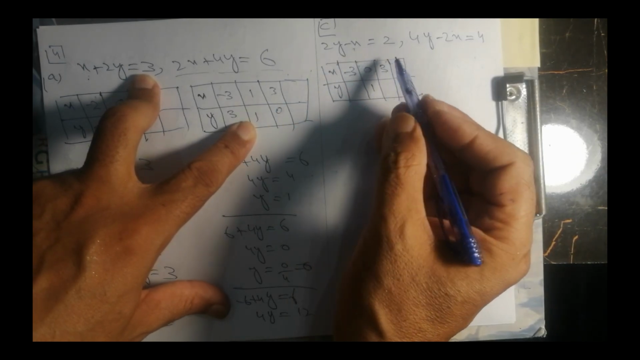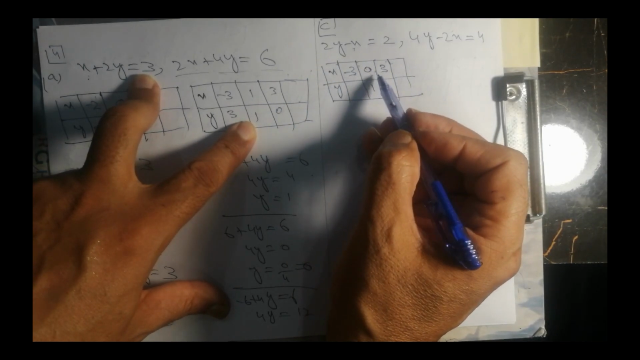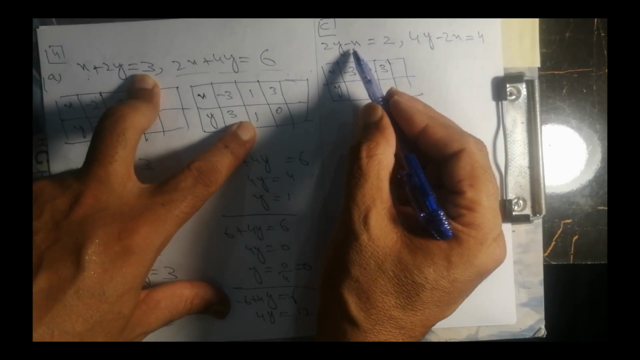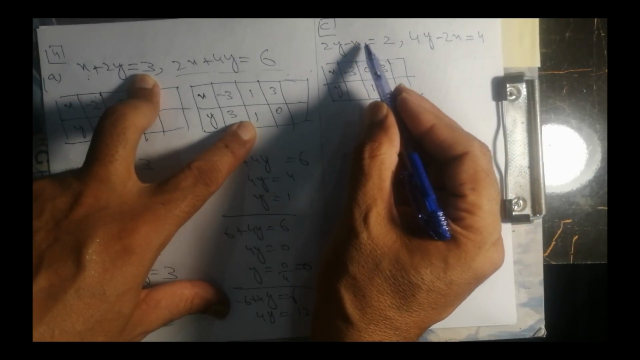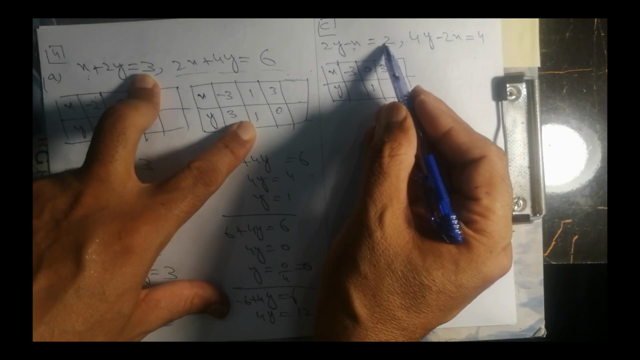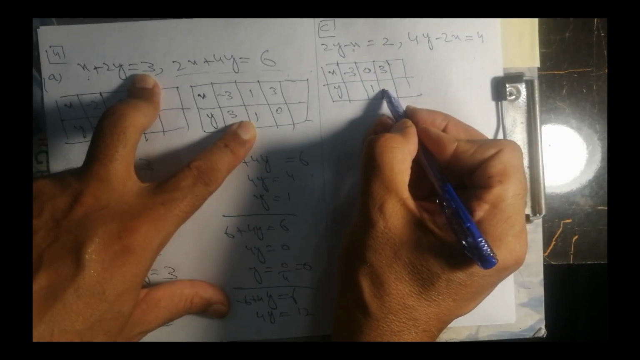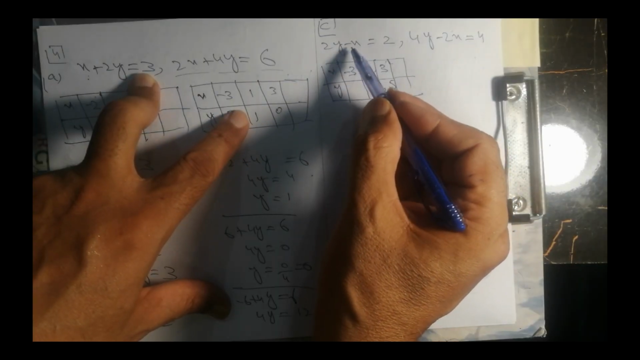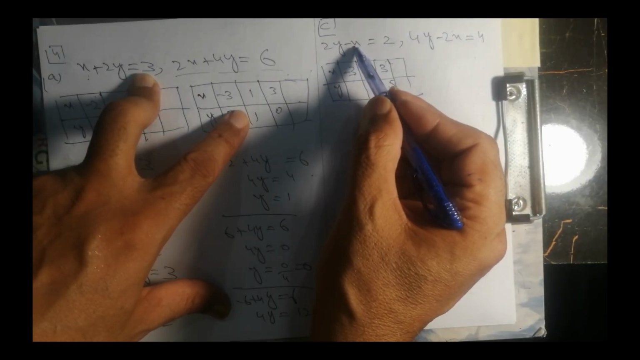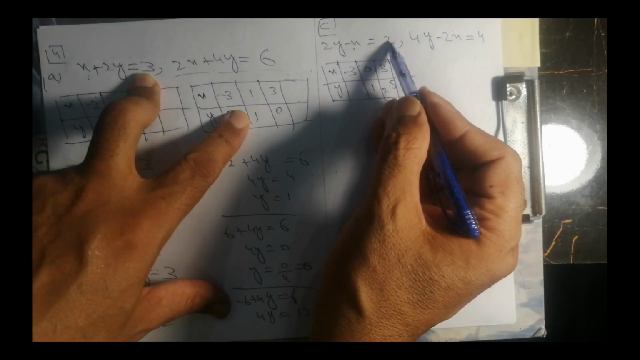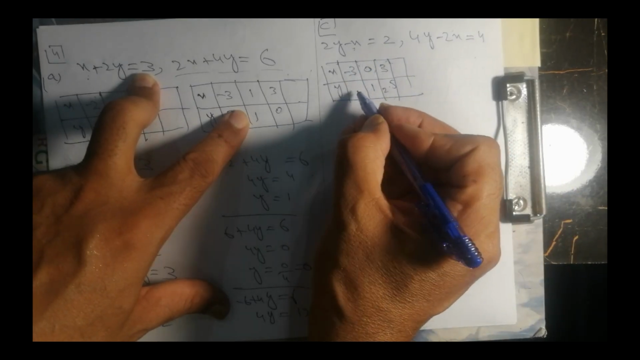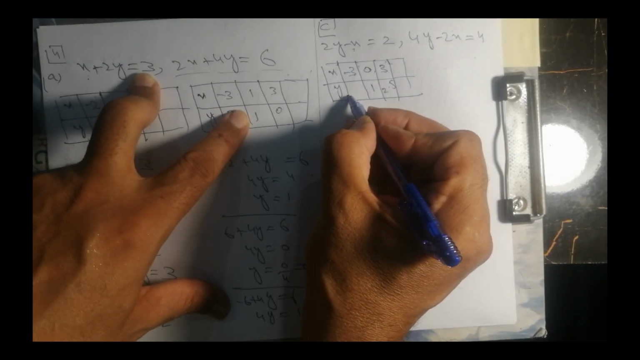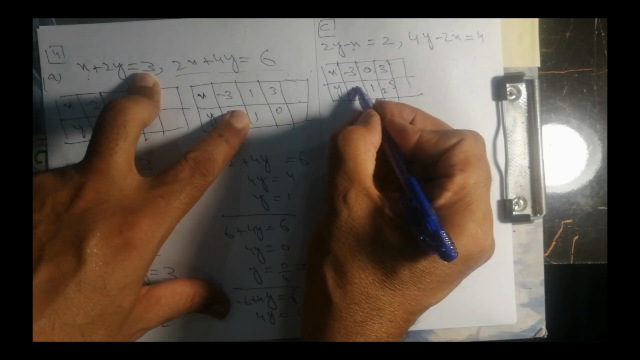If x equal to 3, then 2y will be equal to 5, so y is 5 by 2, 2.5. If we put x equal to minus 3, this will be plus 3, and 2y equals minus 1, so y is minus 1 by 2, which is minus 0.5.